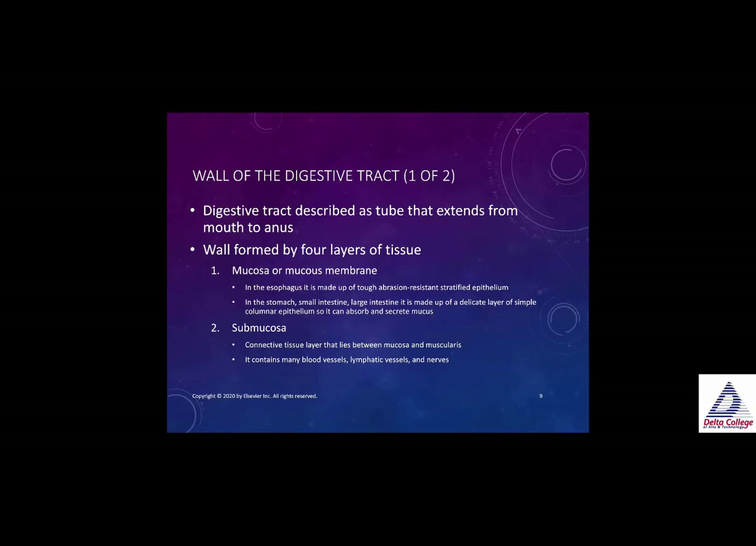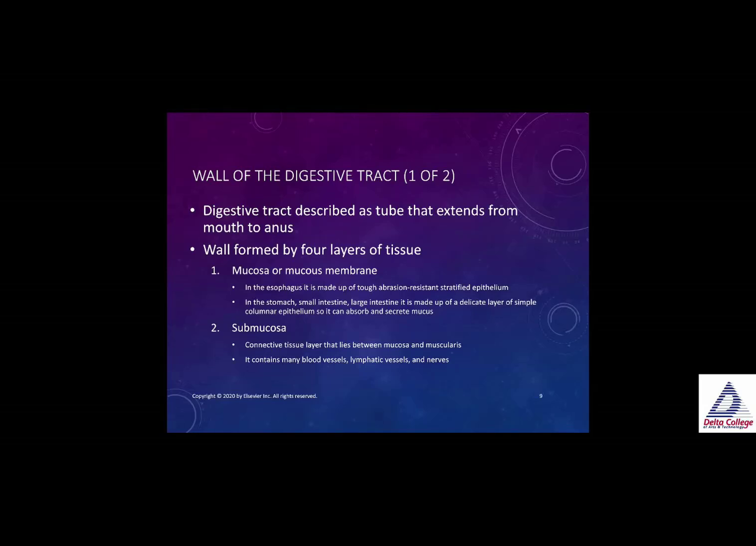So, the wall of the digestive tract. The digestive tract is described as the tube that extends from the mouth to the anus. The wall is formed by 4 layers of tissue. The mucosa, or mucous membrane. This is in the esophagus. It is made of a tough abrasion-resistant stratified epithelium. In the stomach, small intestine, and large intestine, it is made up of a delicate layer of simple columnar epithelium so that it can absorb nutrients and secrete mucus.